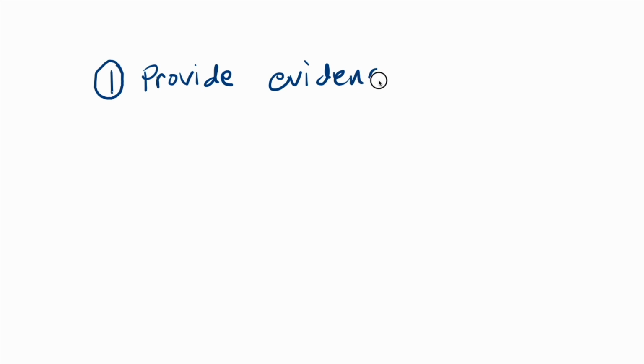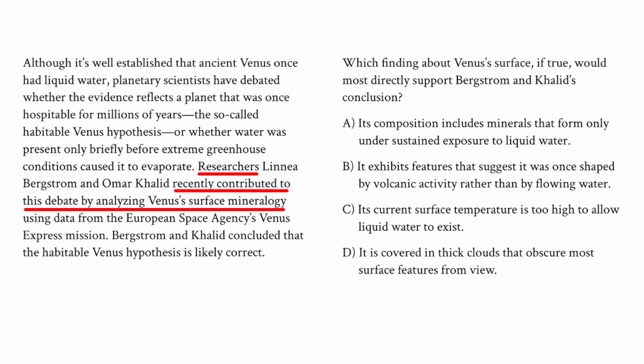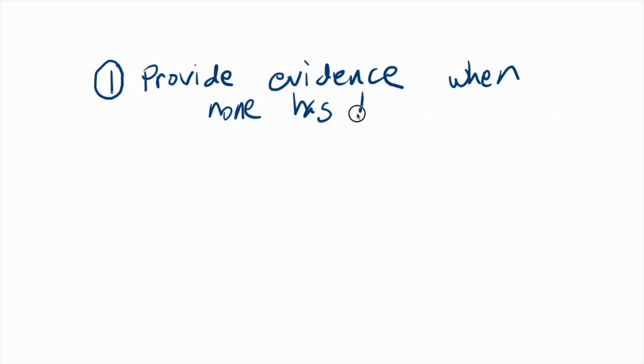So in other words, they'll state a conclusion. They might say something like, an experiment was performed, or these researchers performed an analysis, but they won't say anything about the results of that experiment or that analysis. And so the answer choice is going to basically supply that evidence.